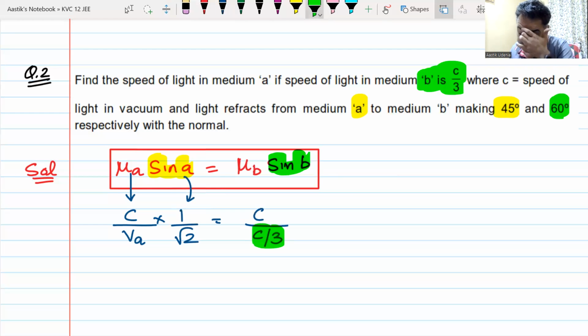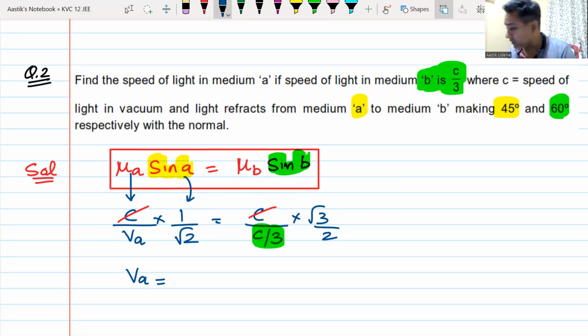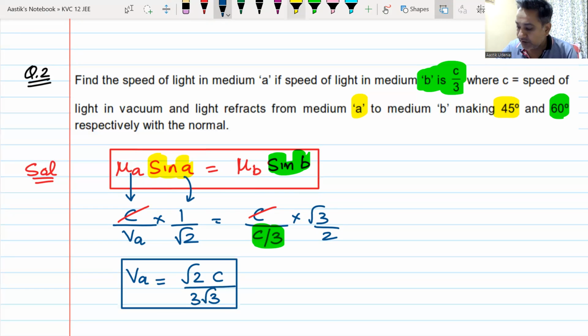What is sine of 60 degrees? Root 3 by 2. Well done, my dear friends. Then I can cut, and I can get the value of VA from here. VA, I will not solve it for you because you have to do this much of the job. Root 2C by 3 root 3 is what I will get after cutting short all these things. Do we understand this? Yes or no?